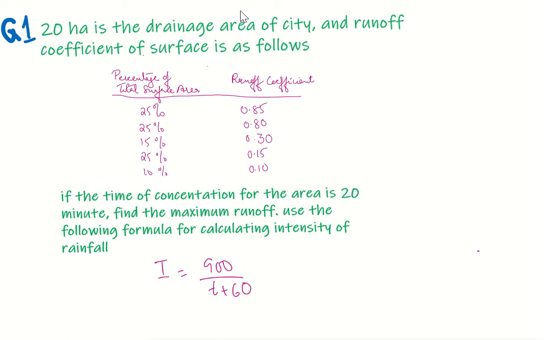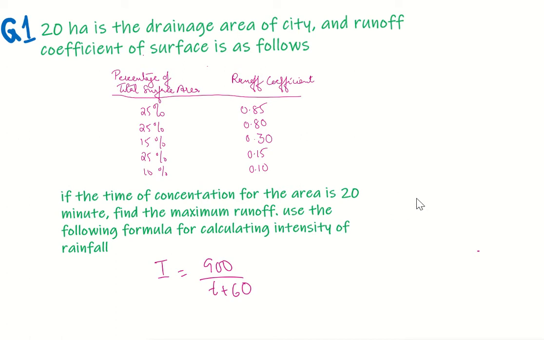20 hectare is the drainage area of a city, and the runoff coefficient of the surface is as follows. The percentage of total surface area and the runoff coefficient are given. 25% has a runoff coefficient of 0.85, another 25% has 0.8, 15% has 0.3, 25% has 0.15, and 10% has 0.10. If the time of concentration of the area is 20 minutes, find the maximum runoff.